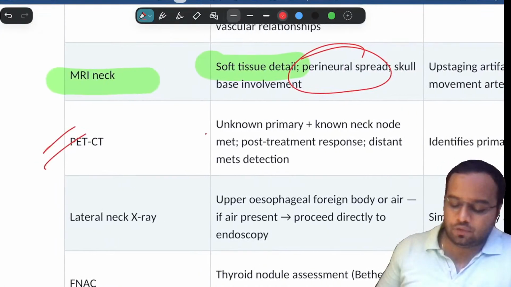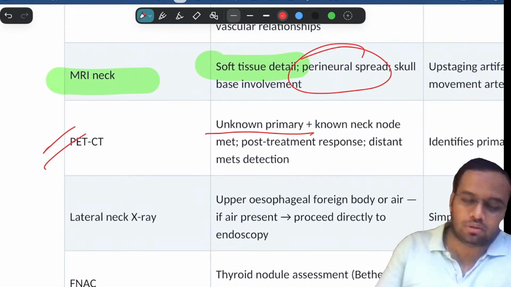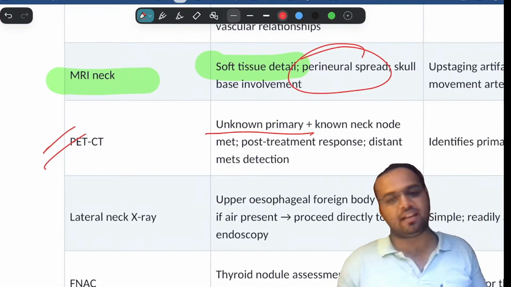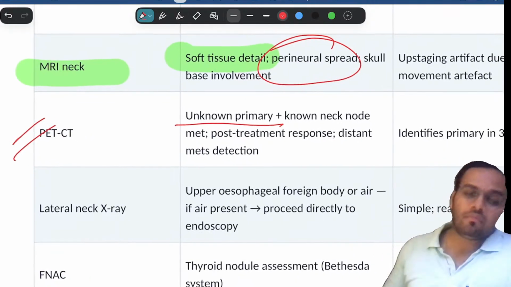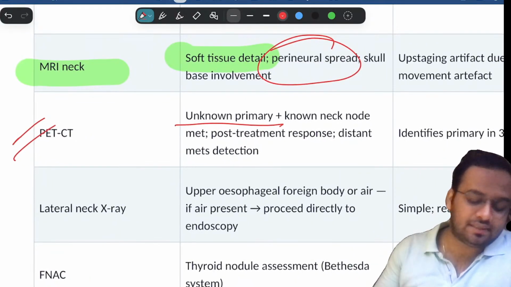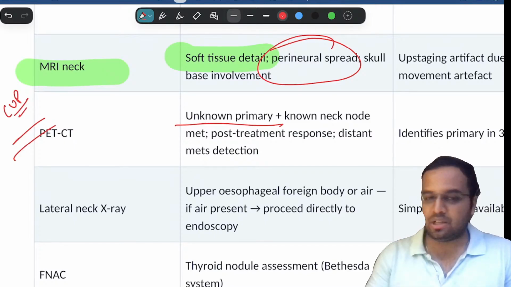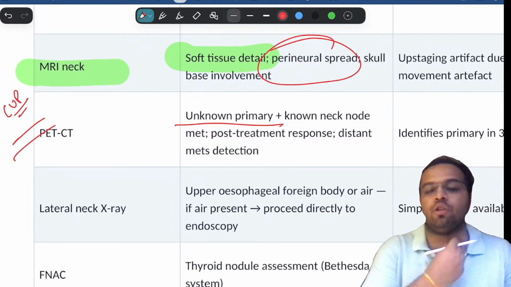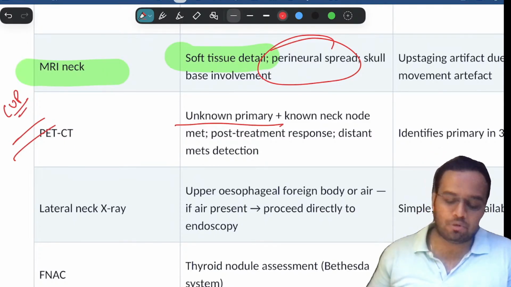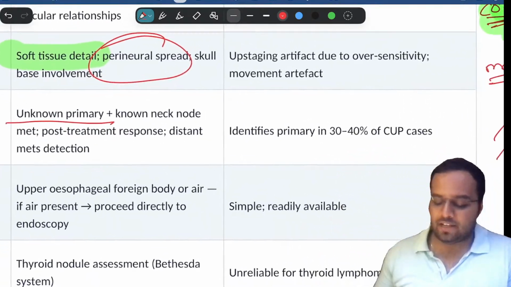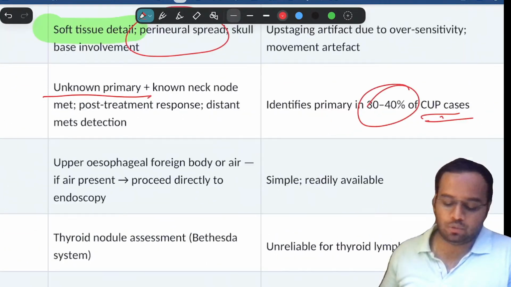PET scan, again, is useful for unknown primary, not used in routine investigations like head and neck cancers. So whenever you are suspecting a CUP, you have done endoscopies, you have done a CT scan, but you cannot find any lesion, only a lymph node is present with malignancy, that is the time you should go for a PET CT. It identifies the primary in almost 40% of CUP cases.